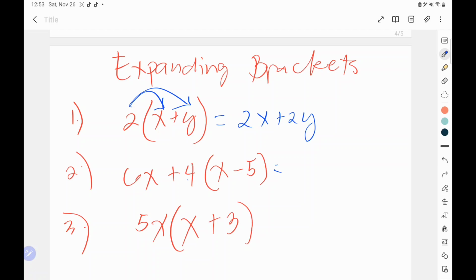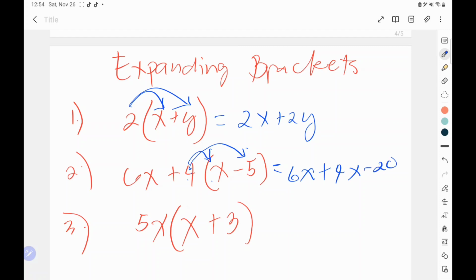All right, now expand the brackets. Before we expand the bracket, we can just rewrite 6x here, because 6 doesn't need to be multiplied to any of those. So we have 6x, and then 4 times x, that would be positive 4x, because 4 is positive and x is positive here. And then 4 times negative 5, that would be equal to negative 20.